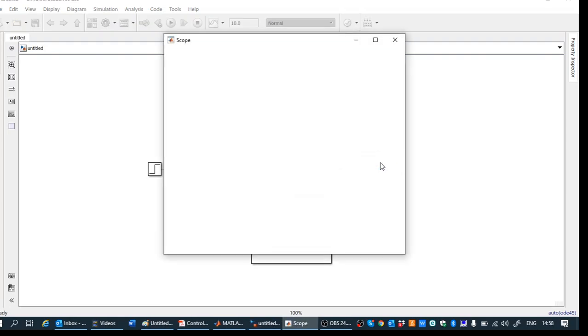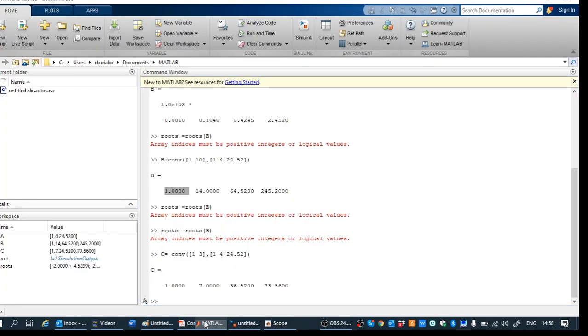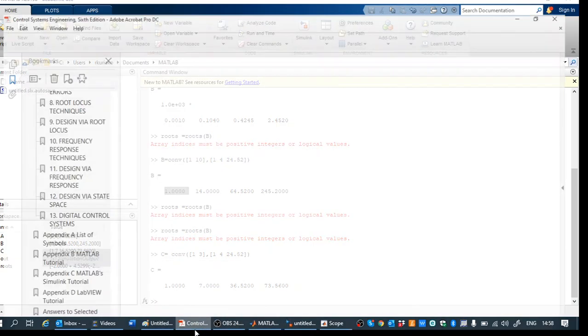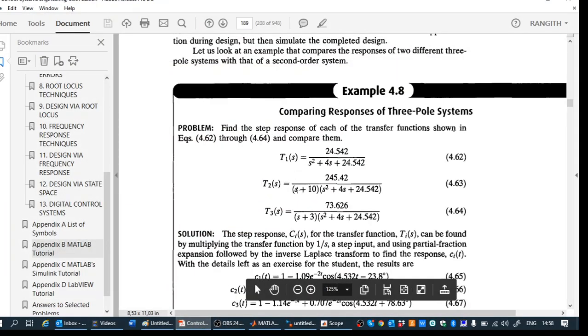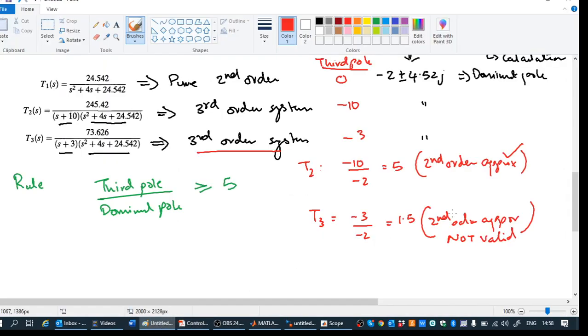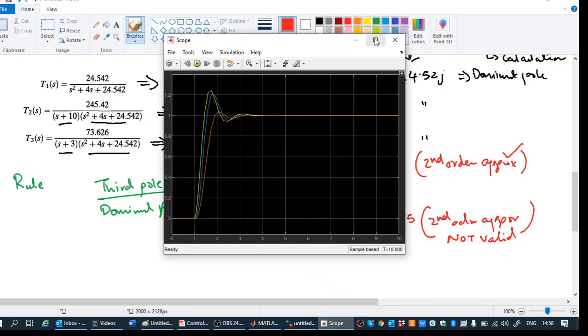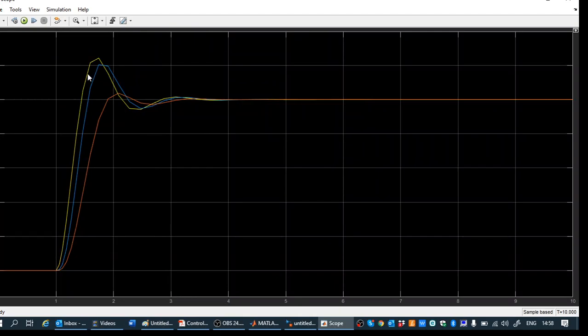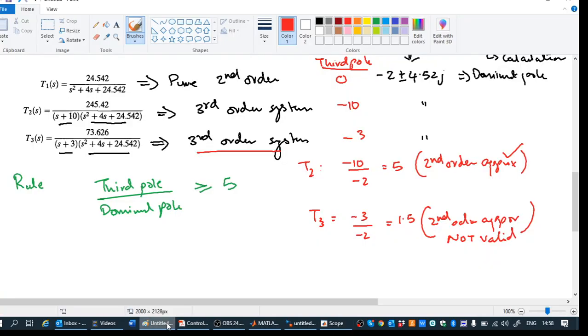Now our assumption is that if we go back to our study, we said that T1 and T2 by our calculations should be second order systems. That's what we calculated. And T3 should be slightly different. So here, this is the scope output. And you can see that the yellow and the blue lines represent T1 and T2, while the red line represents T3, right? And you can see that there's a close resemblance between T1 and T2, where T1 is a pure second order system. That's what we learned here, isn't it?